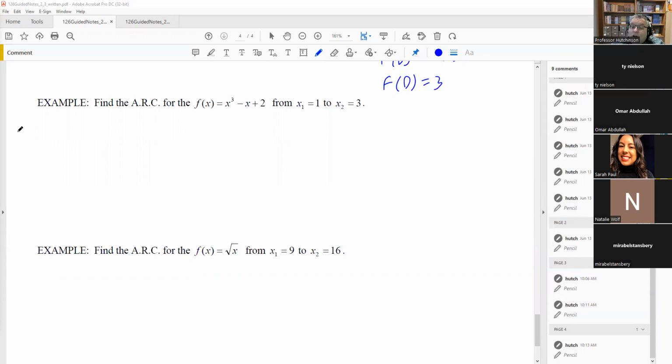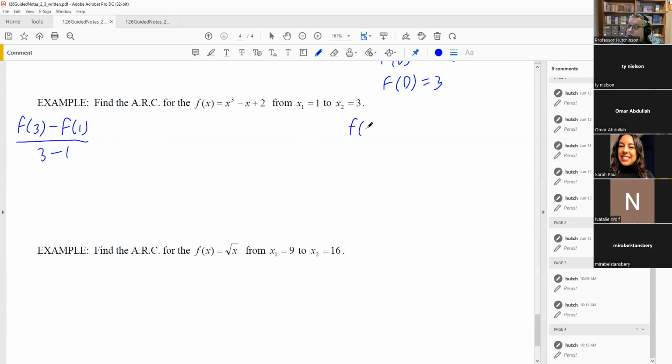So I want to do f of x2. So this is f of 3 minus f of 1 all over 3 minus 1. That's the setup. It's f of x2 minus f of x1 over x2 minus x1. So it's always the same setup that you do for each. Now I just have to find out what f of 3 and f of 1 are.